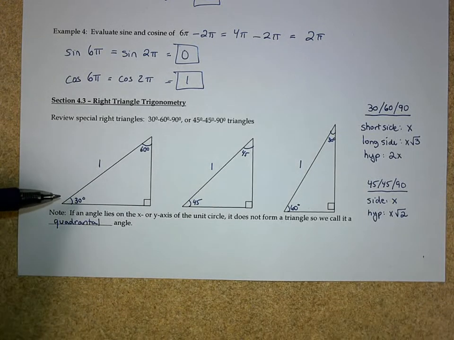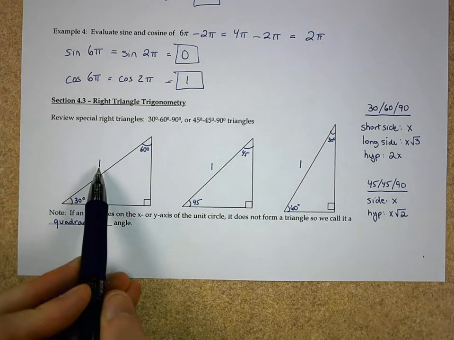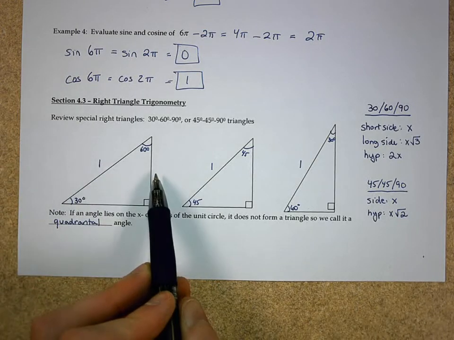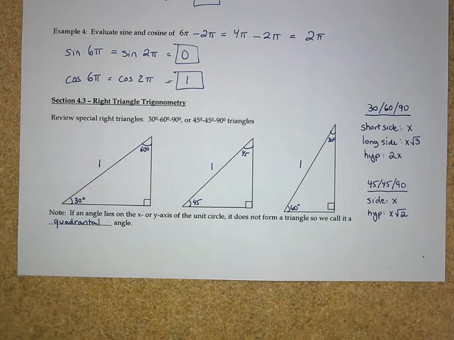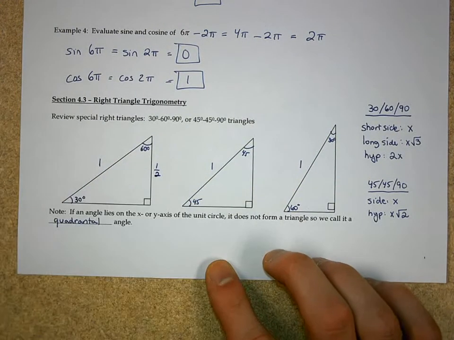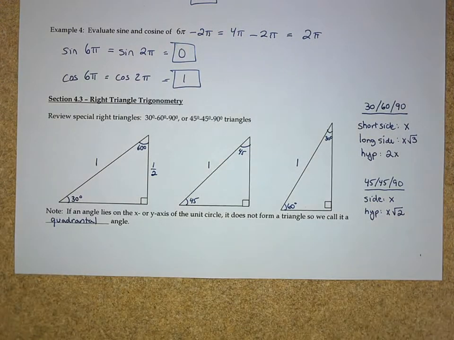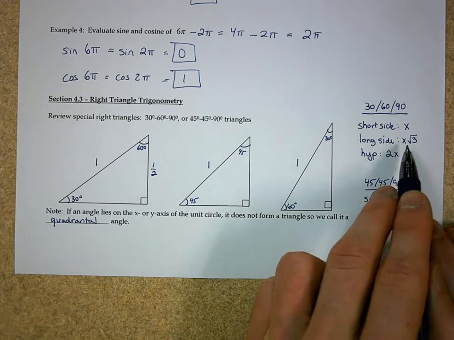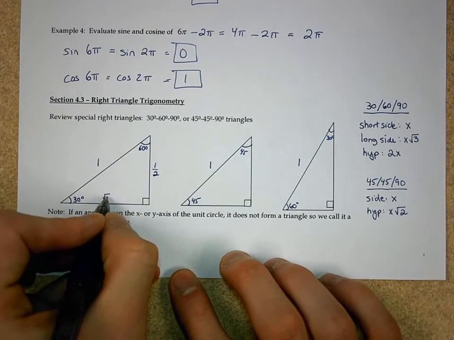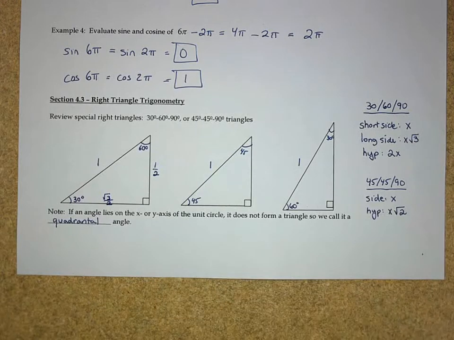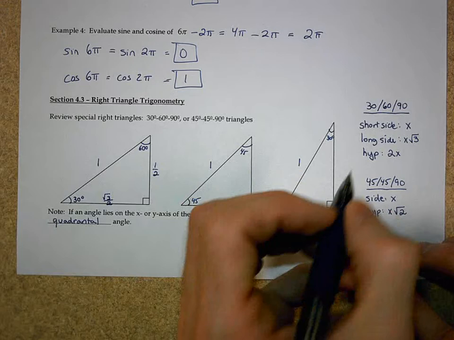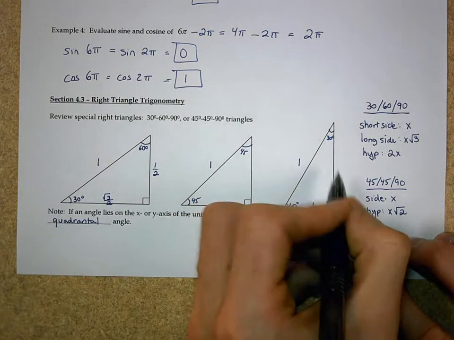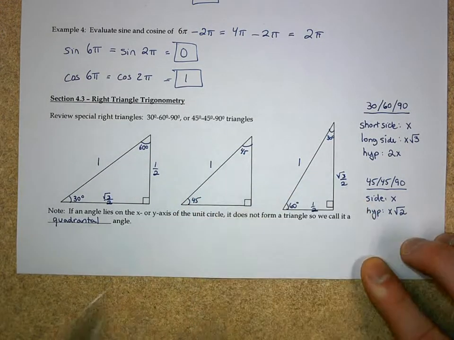Looking at our 30-60-90 triangle, if I know my hypotenuse is 1, I can find the short side, and from this relationship, the hypotenuse is twice the short side. So I can also say the short side is half the hypotenuse, which means the short side is 1/2. And since I have the short side being 1/2, I now know the long side is 1/2 times square root of 3, which is square root of 3 over 2.